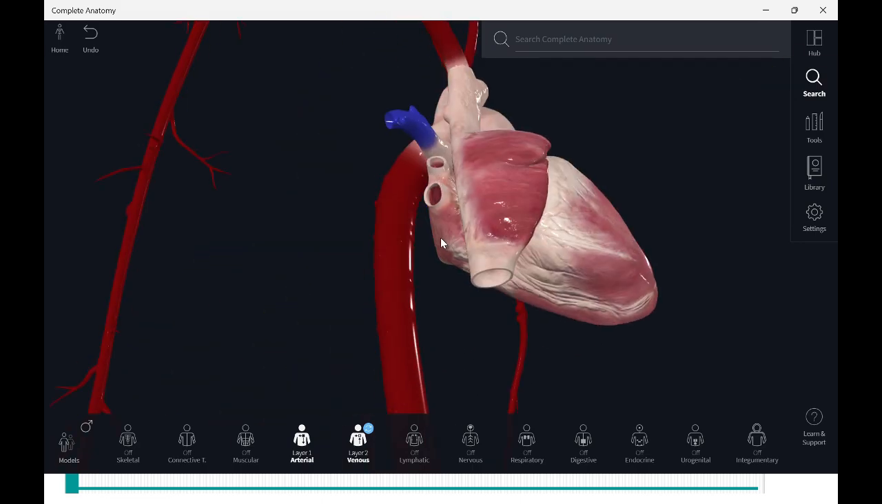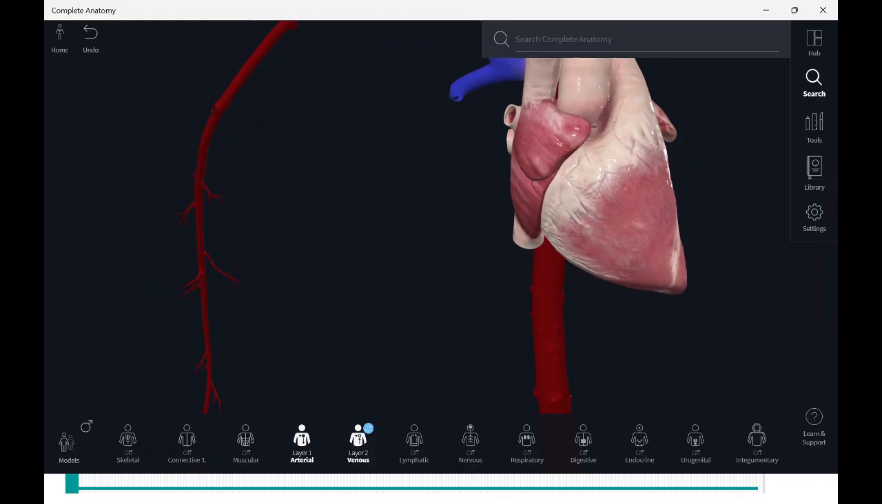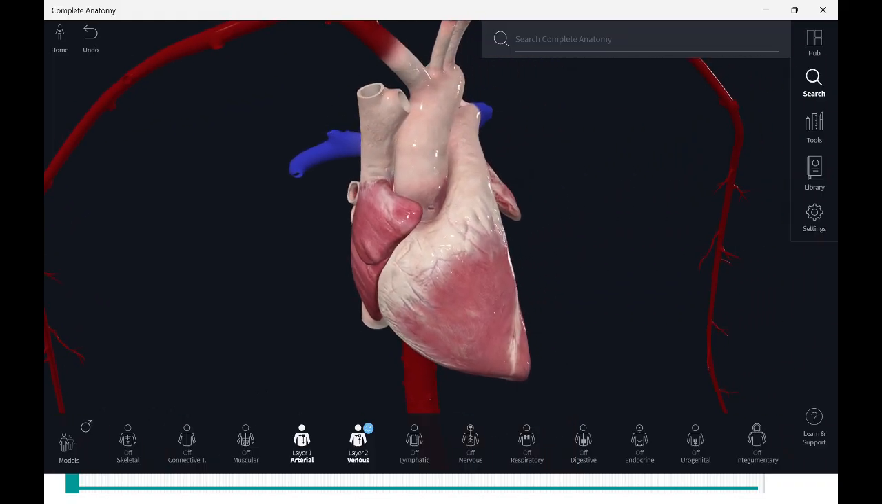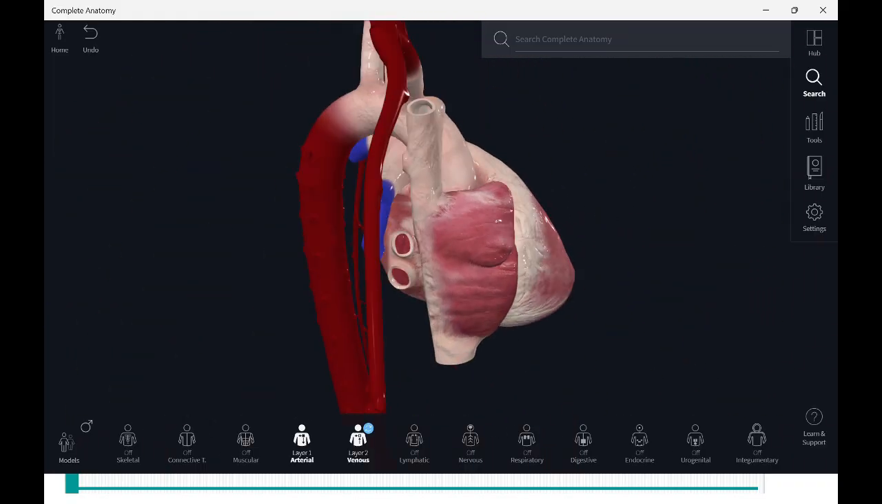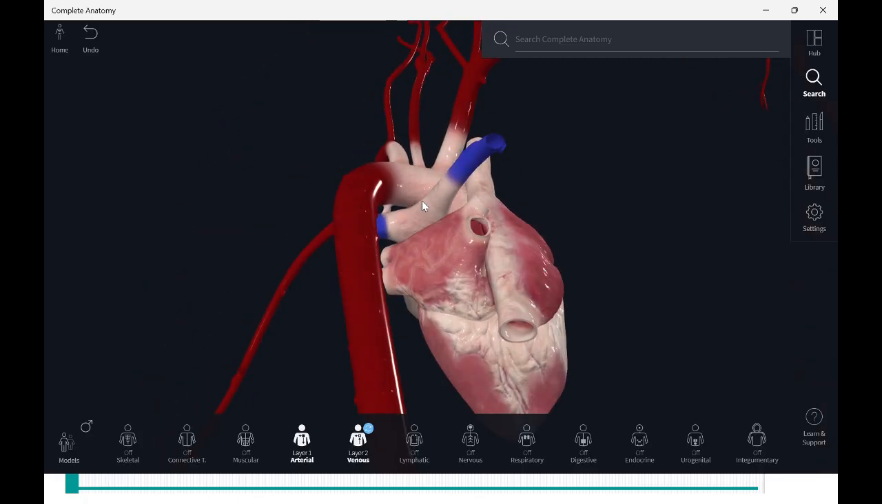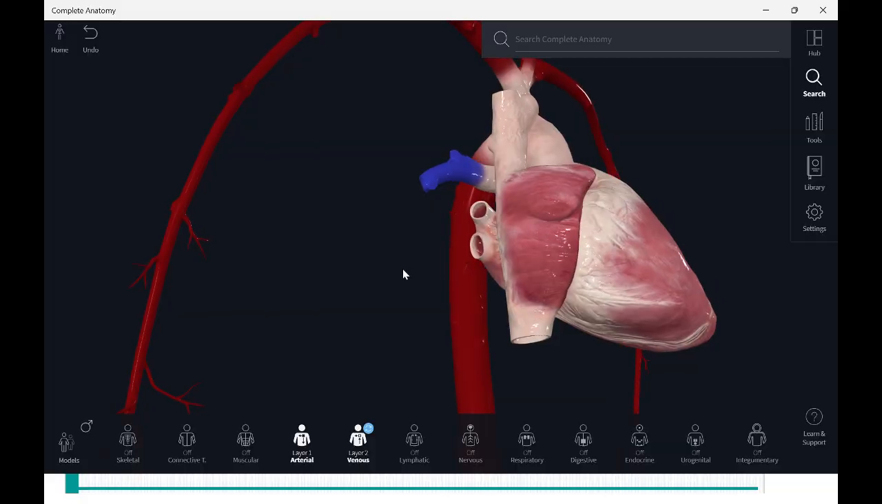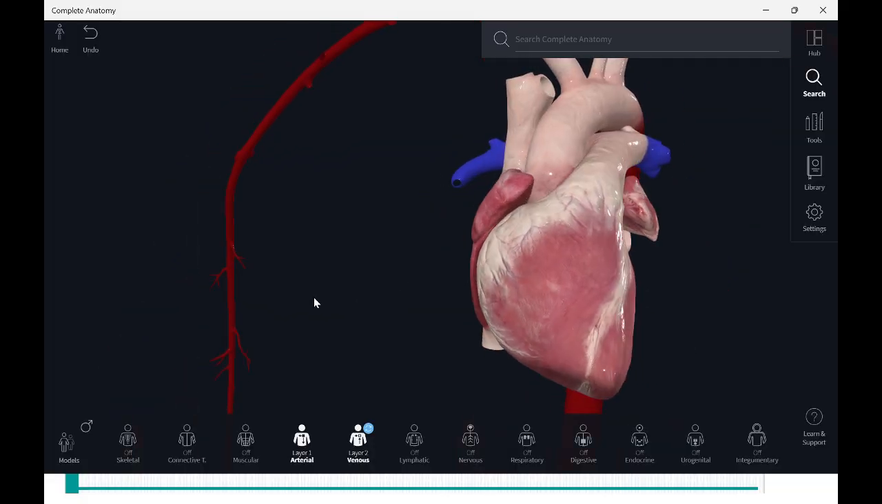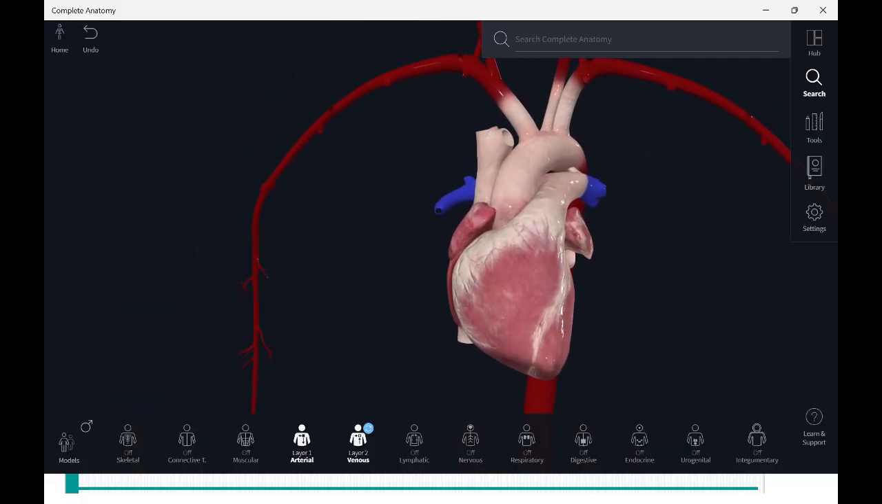All right. Now, this posterior interventricular groove is seen on the diaphragmatic surface of the heart. Now, what I mean by diaphragmatic surface is that this is the surface that is going to lie on top of the diaphragm. And this is often confused with the base. So they are completely two different things. This is the base, and this is the diaphragmatic surface, the region that's going to sit on the diaphragm.